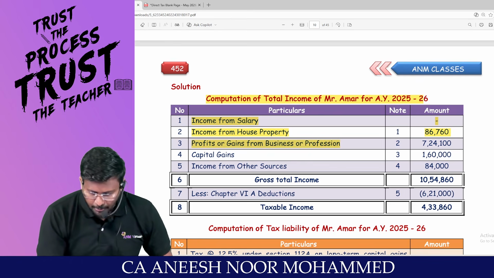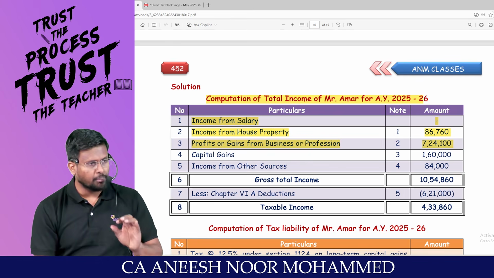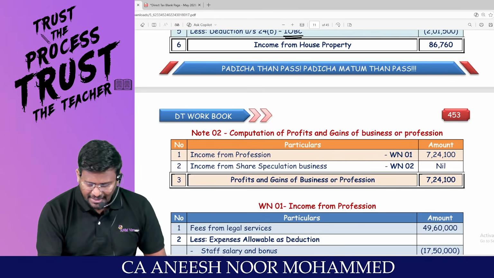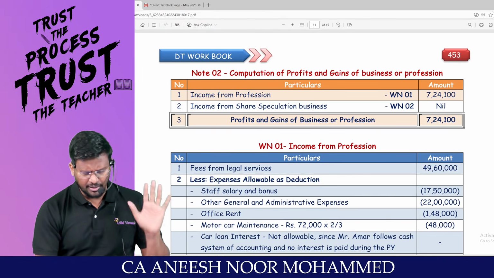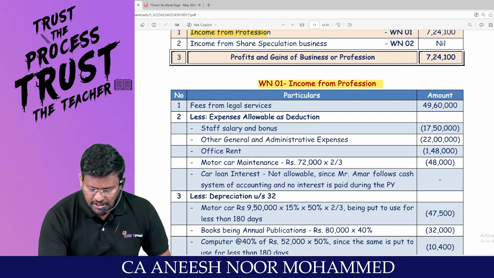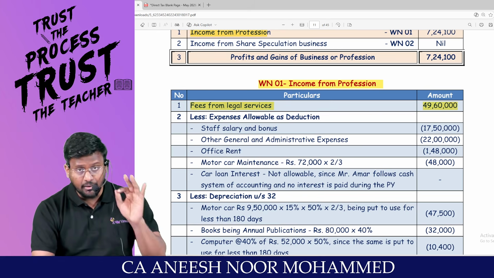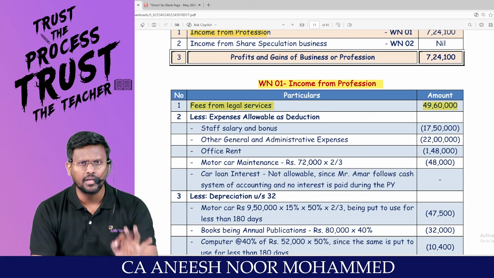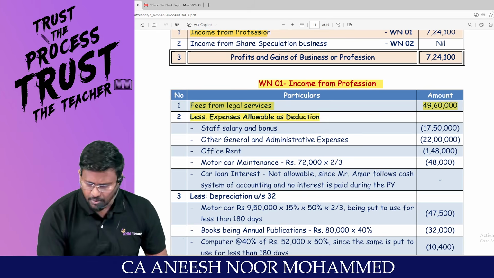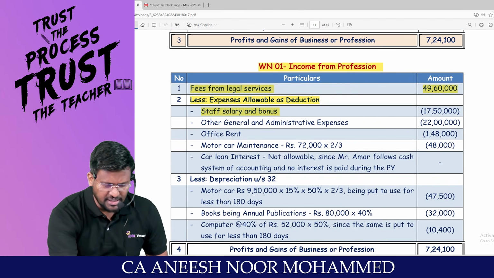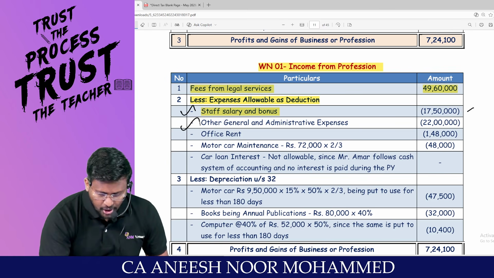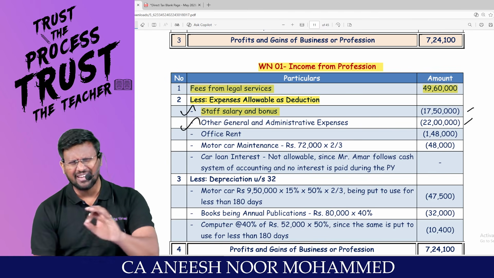Coming to PGBP, man, you tell me, is this a net profit route or the direct method route? That means whatever direct items are there, you have to take care. First, I am calculating income from profession. My dear lovable students, fees from legal services, directly I have to show 49,60,000 rupees as the fees from profession. Less expense allowable as deduction. Staff salary and bonus. It's a directly professional expense. You have to remove it. Other general and administration expense. It's a directly professional expense.